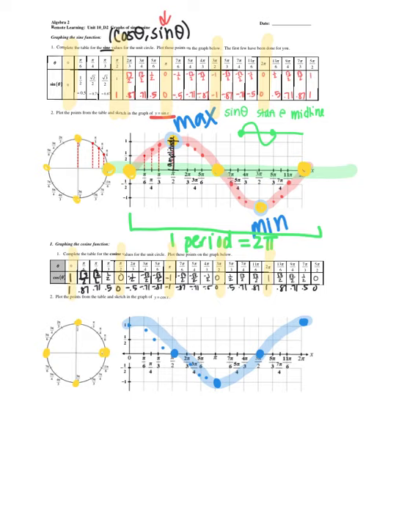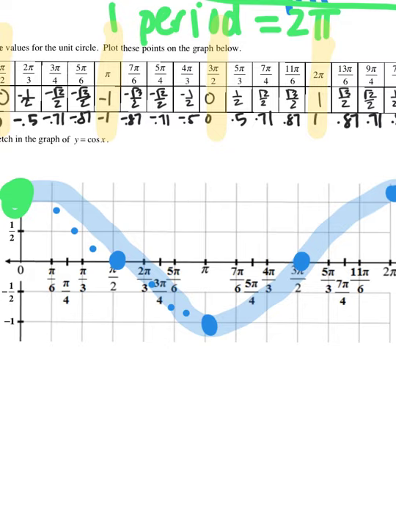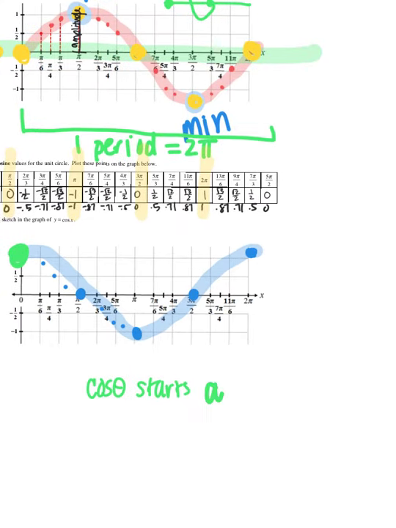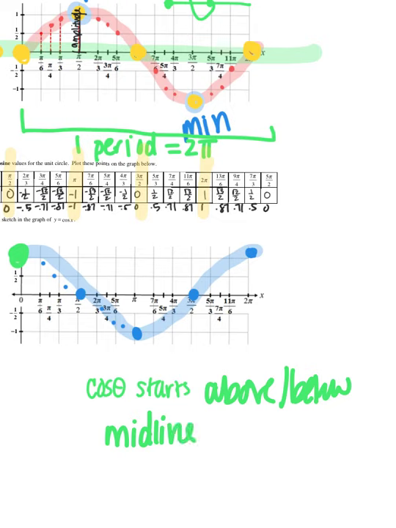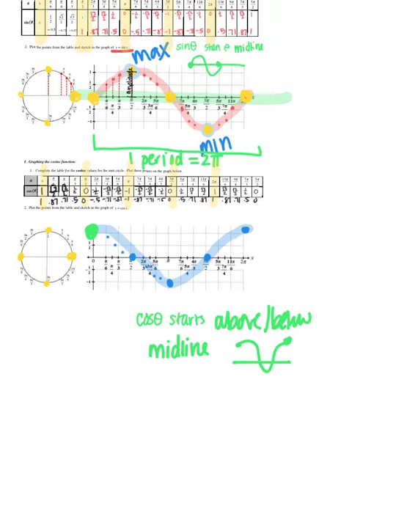If I'm kind of summarizing the general shape of a cosine graph, cosine is always going to start either above or below the midline. Cosine starts above or below the midline. And what that would look like, if that is my midline, starting above, or it could actually start below, and we have a nice curvy shape like that.